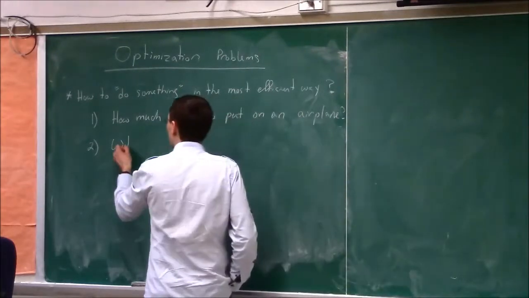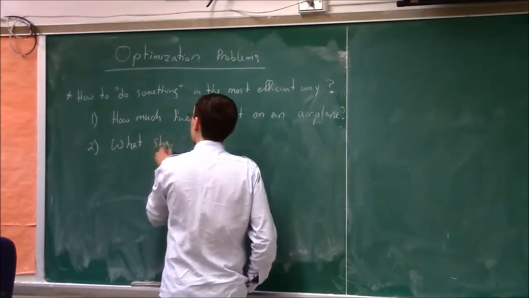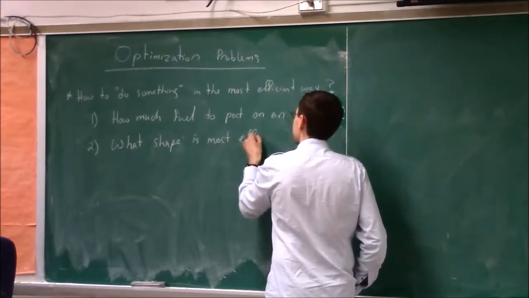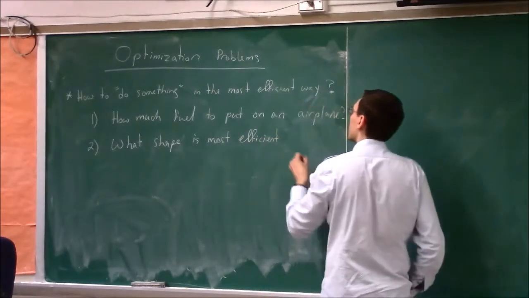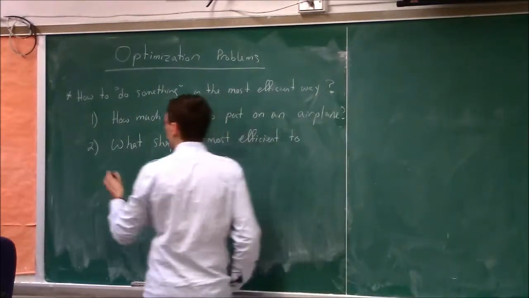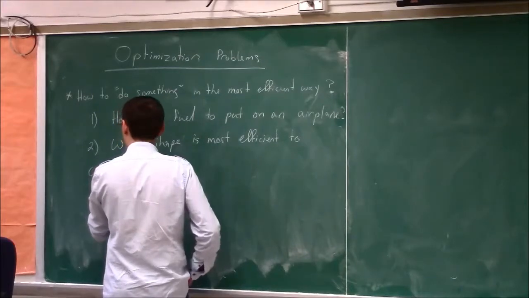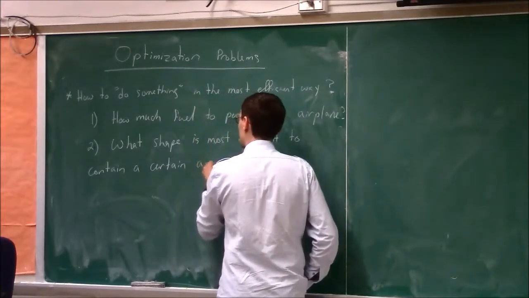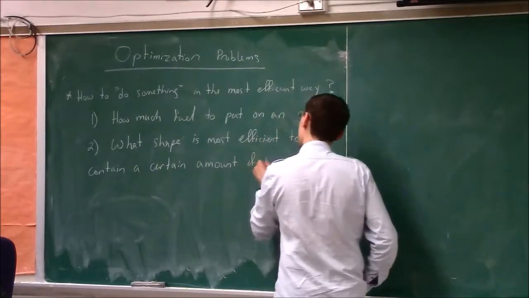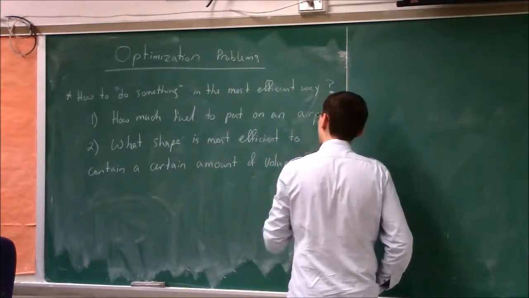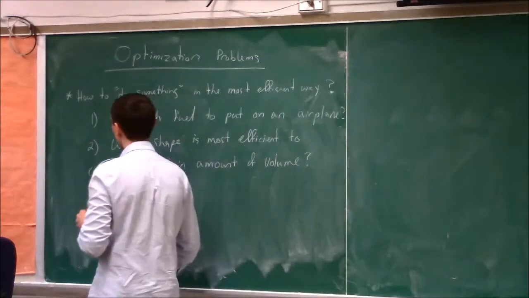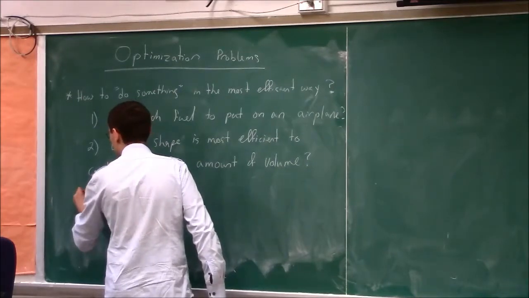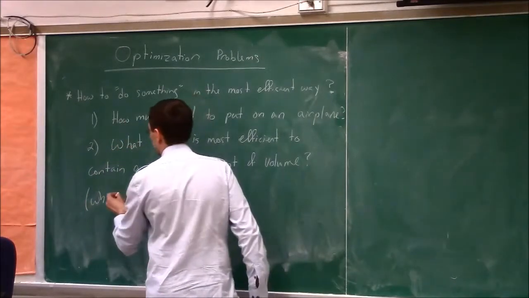So, what shape is most efficient to contain a certain amount of volume? For example, why planets are spheres.